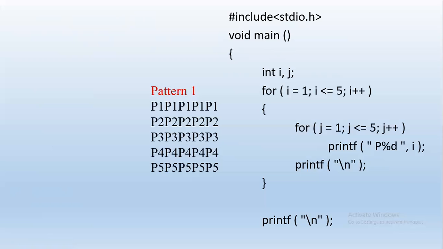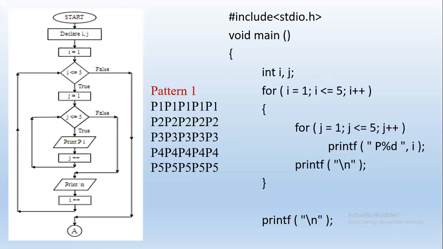Correspondingly, let us see the flowchart. When we see, compare each step by step. Start, we have the header file and the main function. Next, we are declaring i and j as integers. When we write the flowchart for the loop, we need to take care of the looping representation.